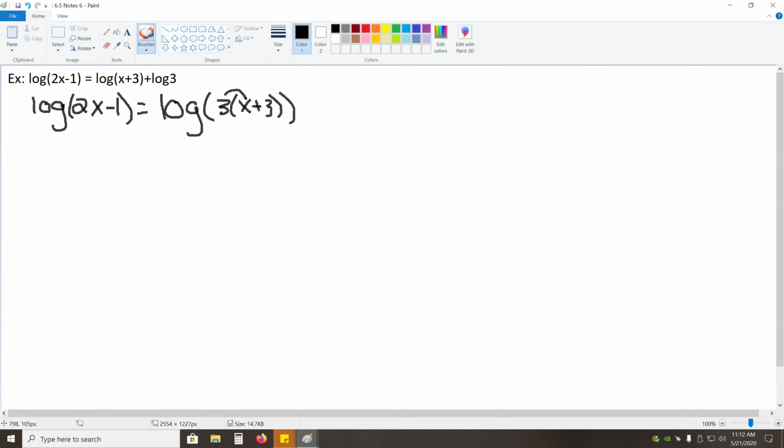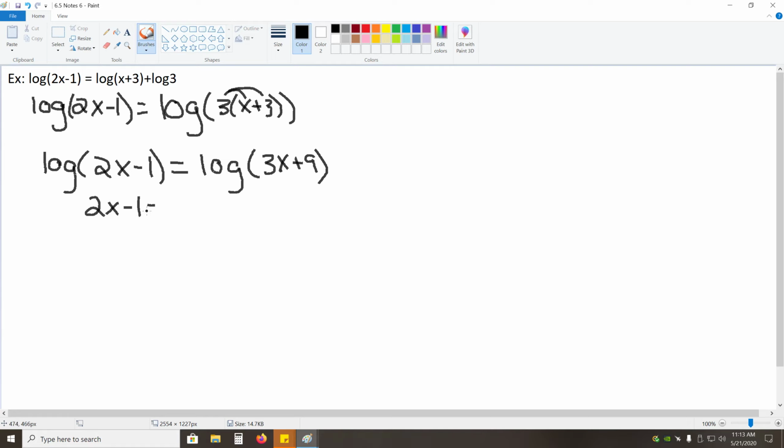Now we can go ahead and multiply this 3 into the x plus 3. So we get log of (2x minus 1) equals log of (3x plus 9). And now we can set the insides of the logs equal to one another because we have two logs of the same base equal to one another. So we get 2x minus 1 equals 3x plus 9.